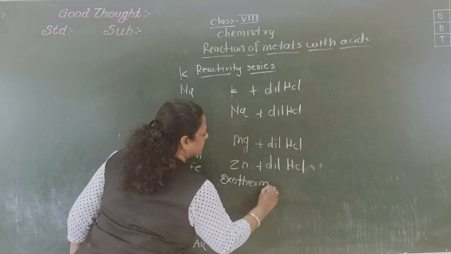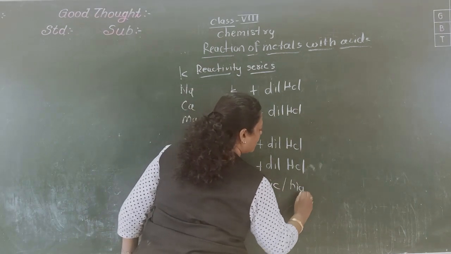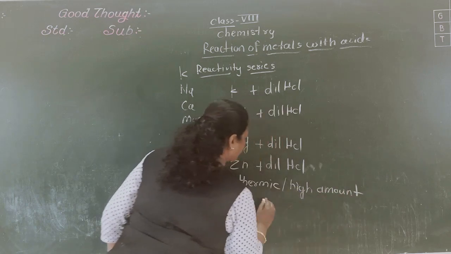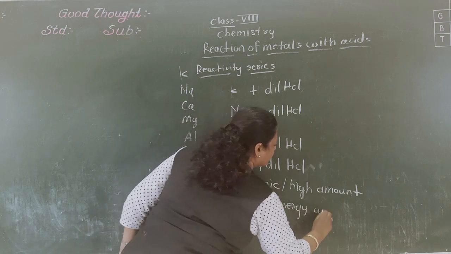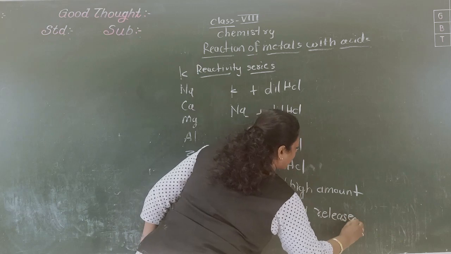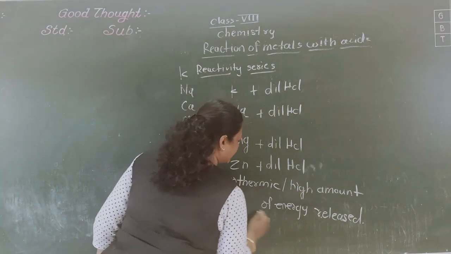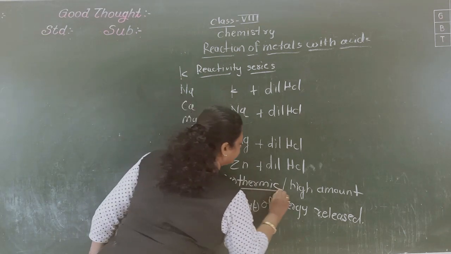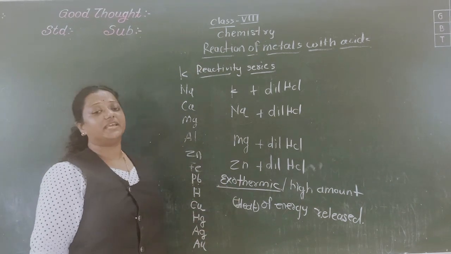Exothermic reaction. What is meant by exothermic? Exothermic means a high amount of energy will get released. High amount of energy is released in the form of heat. And so it is called what? Exothermic. Means a high amount of energy will be released.